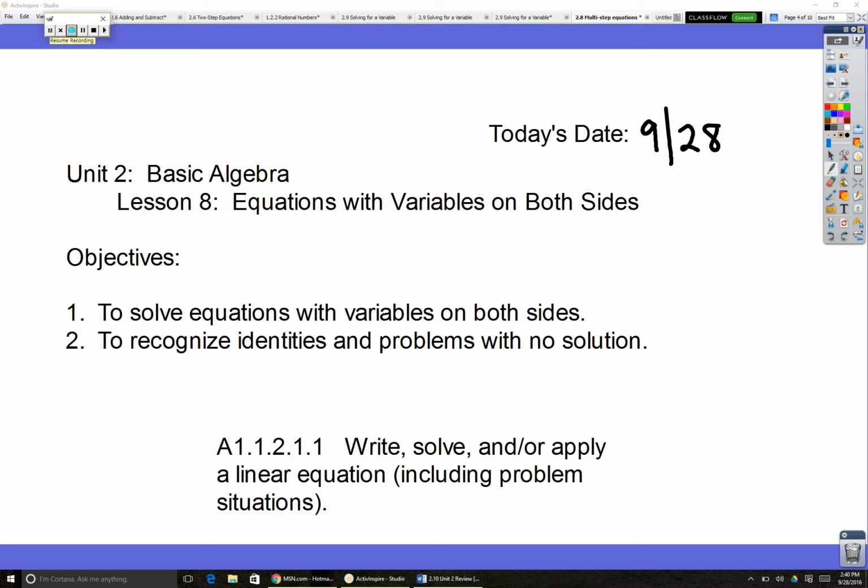Today's lesson is Unit 2, Lesson 8, Equations with Variables on Both Sides. We will learn how to solve equations that have variables on both sides of the equation, and we'll also talk about recognizing identities and problems with no solution.